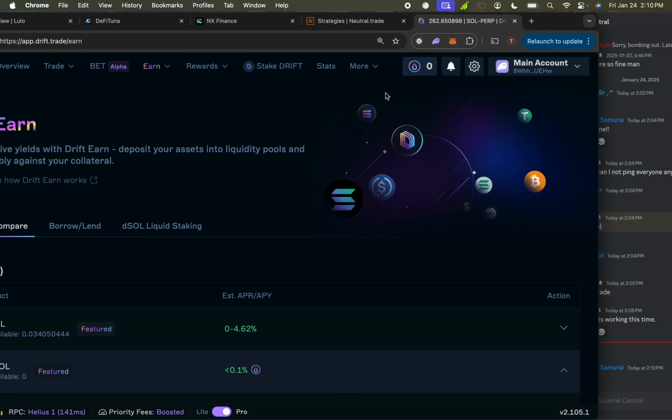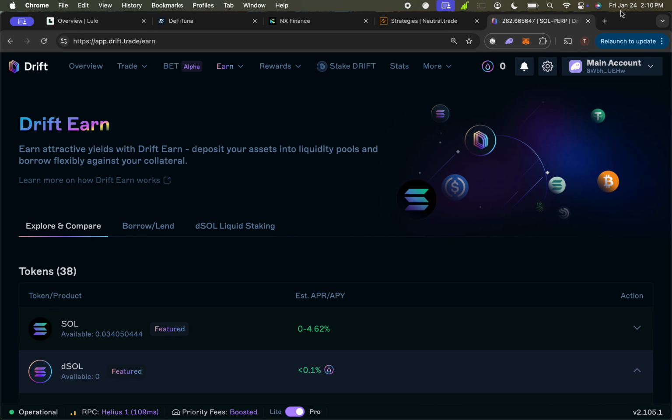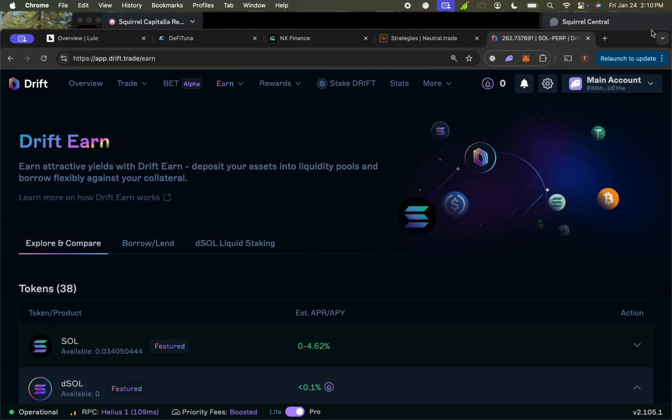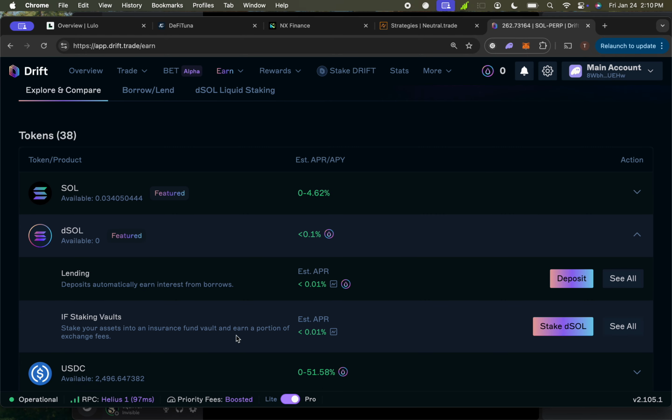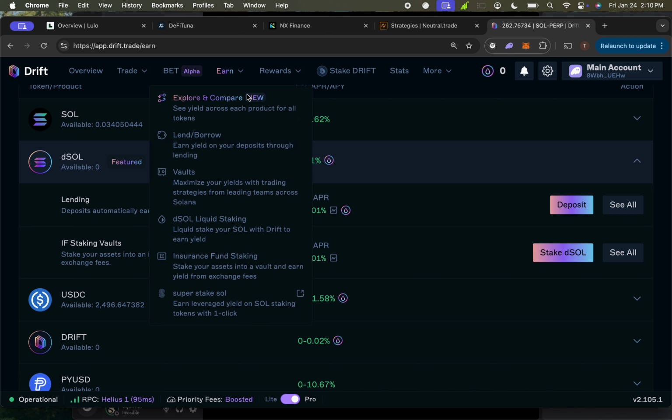Okay. So this is the first site. It's the basic DeFi site I think most people have heard of, and this would just be Drift. The reason I want to look at this one first is that it's a base skeleton of what the other sites are going to look like. So for lending, this is pretty straightforward. We're just going to go to our earn, and we'll see lend and borrow over here.